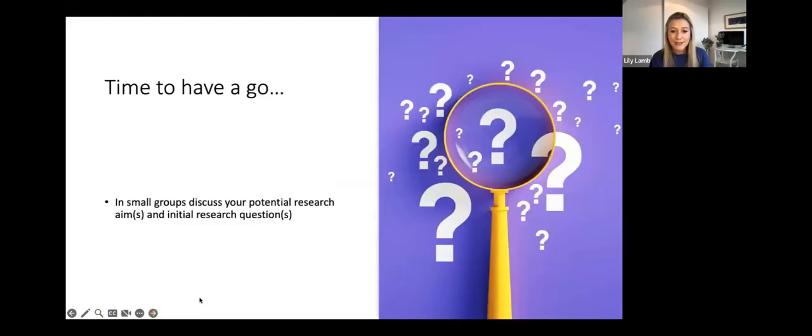So we're going to go back into small groups for the next 10 minutes. What we'd like you to do is chat about your potential research aim and initial research question. I appreciate we're all at different stages in the journey, but just have a go. There's no wrong answers at this stage. And then we'll come back into the group and discuss main themes again.